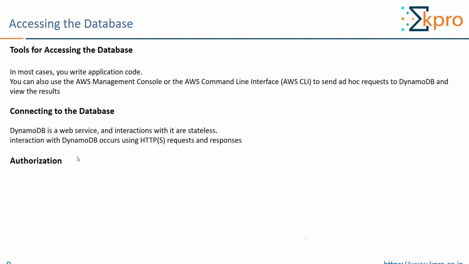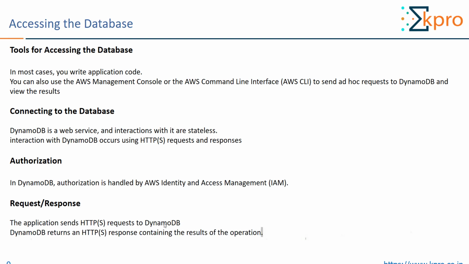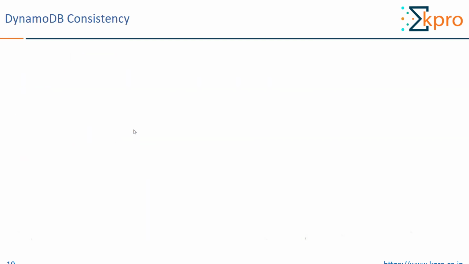How do you authorize if you want to get access? In DynamoDB, authorization is handled by AWS Identity and Access Management. Request and response: the application sends an HTTPS request to DynamoDB and DynamoDB returns an HTTPS response containing the result of the operations. So how to access, how to connect, and the authorization and request response, all we have discussed here.